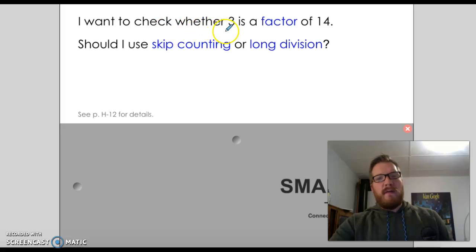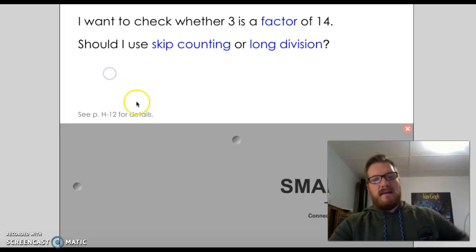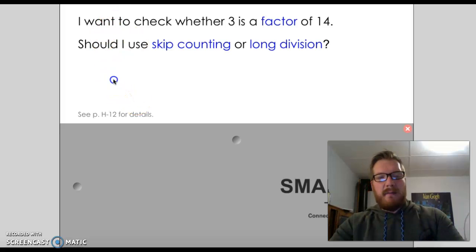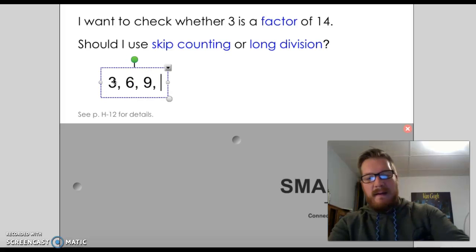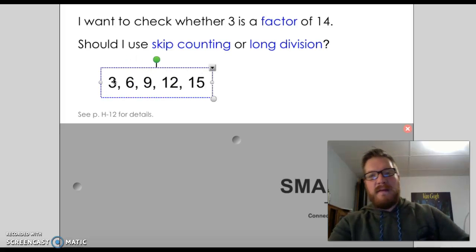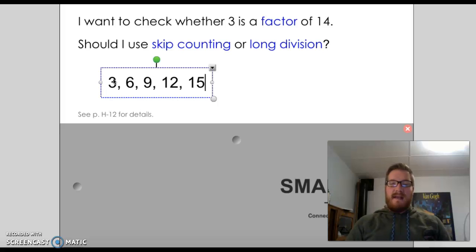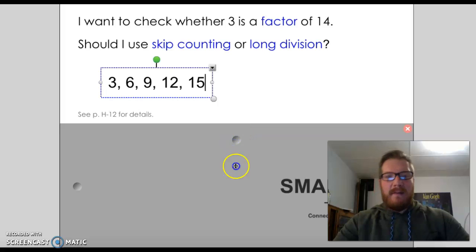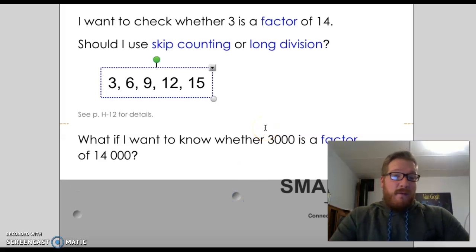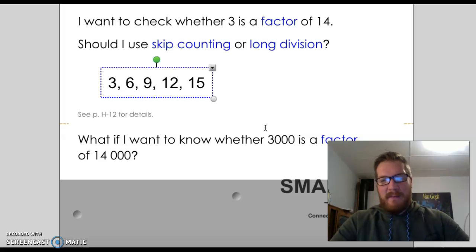So what about checking whether 3 is a factor of 14? Well, 14 is a nice small number, and so it's easy to start skip counting by 3, just to say, well, 3, 6, 9, 12, 15. Nope, 3 is not going to be a factor of 14 because I've skip counted right past it. Okay, so it's not a factor of that number either. What if I want to know whether 3,000 is a factor of 14,000? Well, you can skip count there. That's pretty simple. 3,000, 6,000, 9,000, 12,000, 15,000. And so, no, it's not. You're going to skip count right past it.